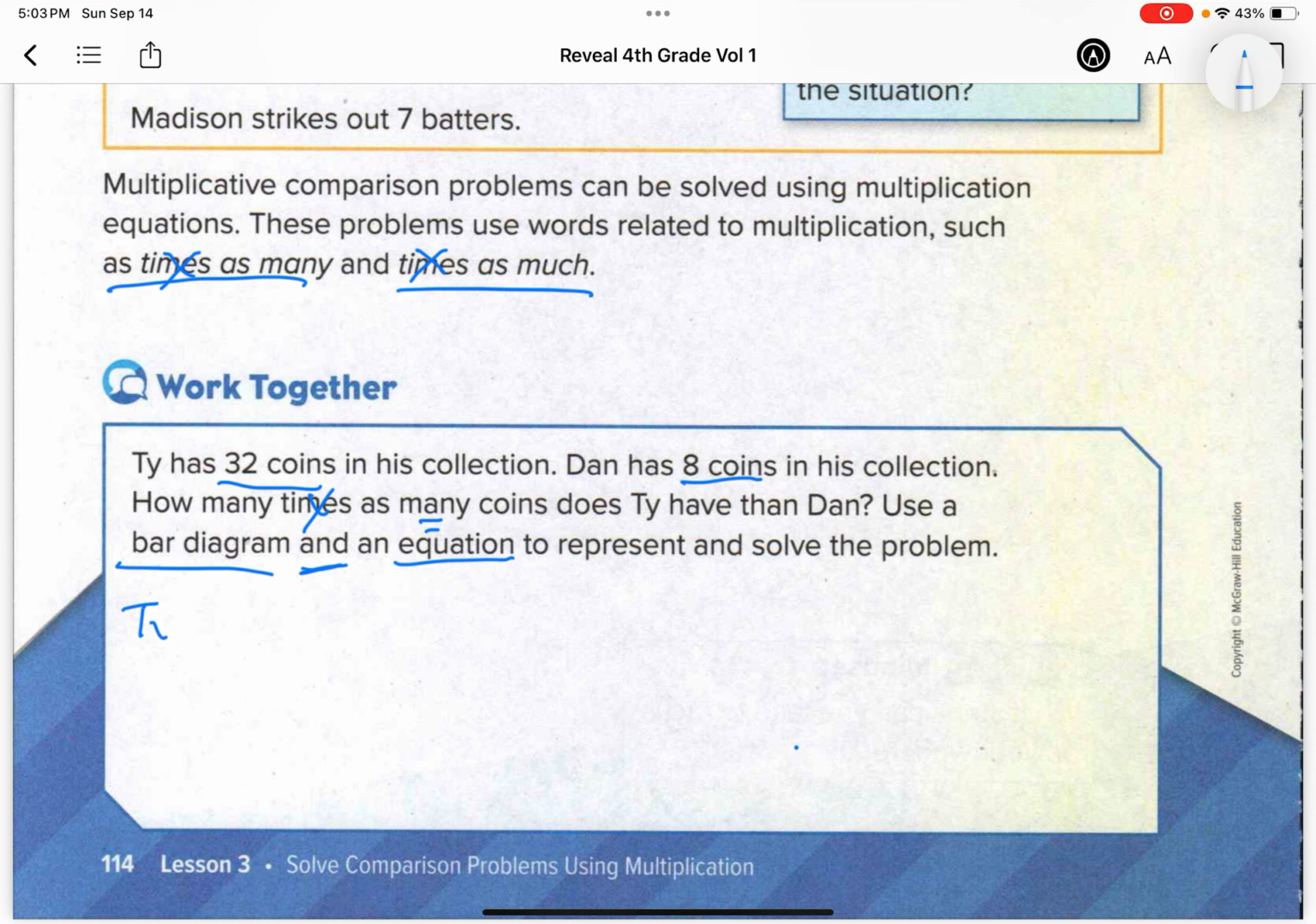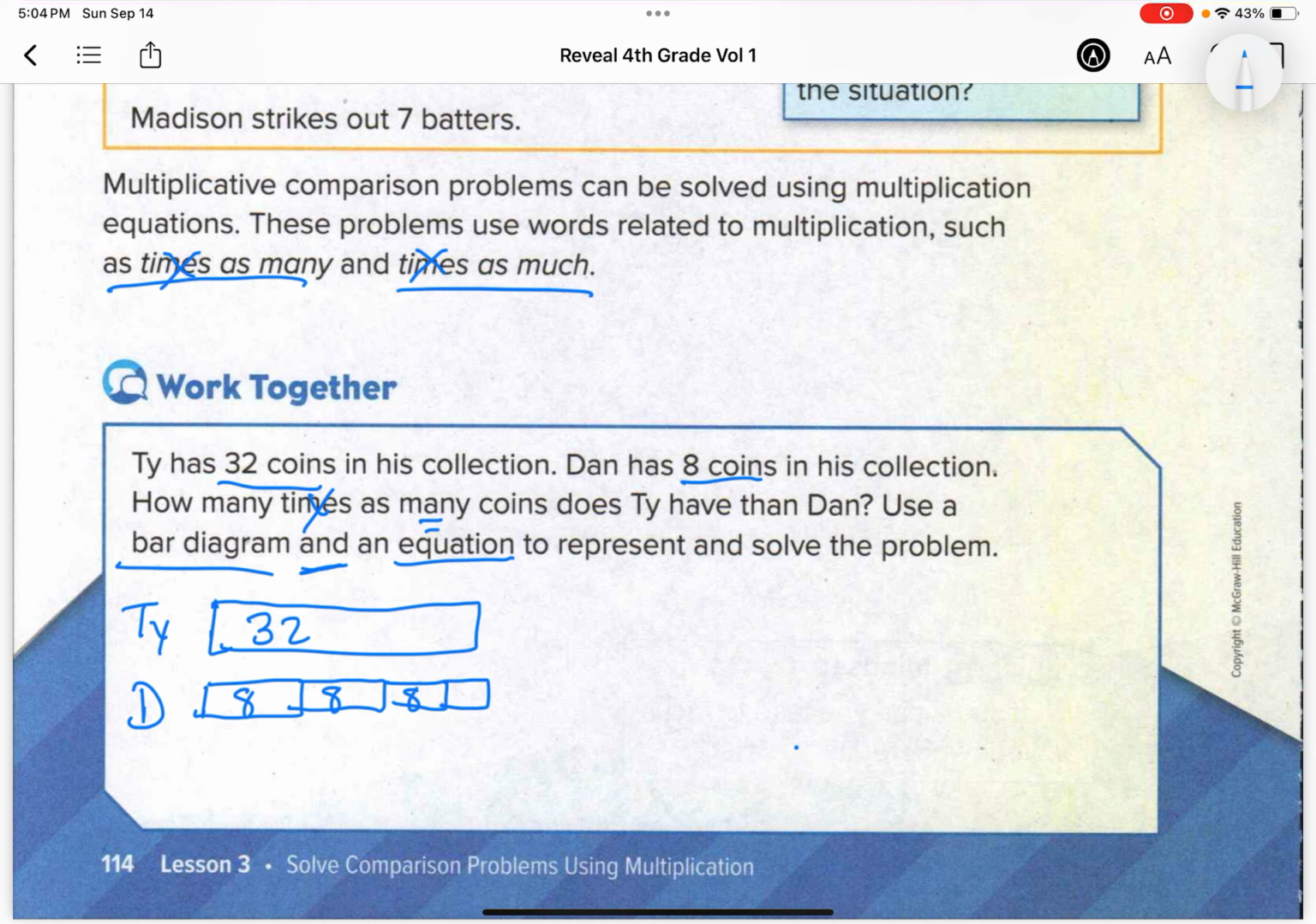First, I'm going to make my bar diagram. Here's Ty, and Ty has 32. And here's Dan, and Dan only has 8. We recognize that Ty has more, and we need to see how many times more he has. Well, we have 8, and then another group of 8 for 16, another group of 8 for 24, and another group of 8 for 32. So how many times as many? Well, that is 8 times 4.